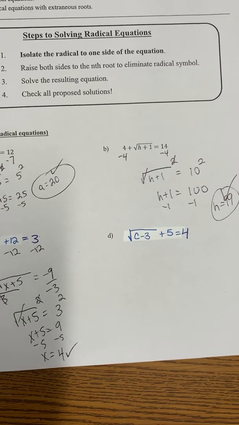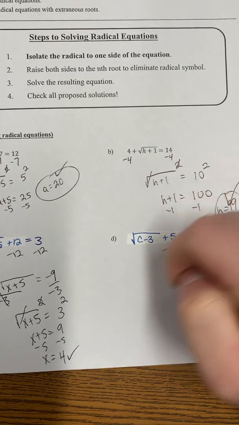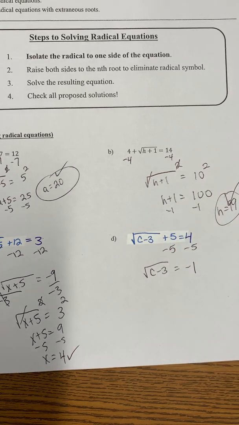All right, our last equation here brings up a couple ideas. We subtract 5 from both sides. We get the square root of c minus 3 is equal to negative 1. We're talking about the principal square root here, and there's no way a principal square root, which is only the positive square root answer, could be a negative number. So at that point, we would know that this would be no solution.